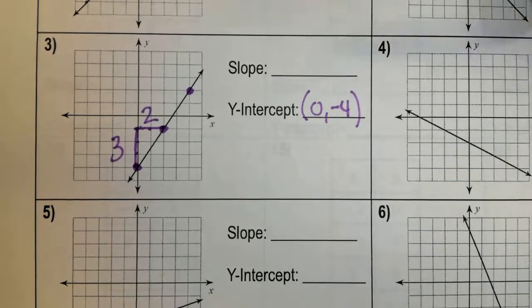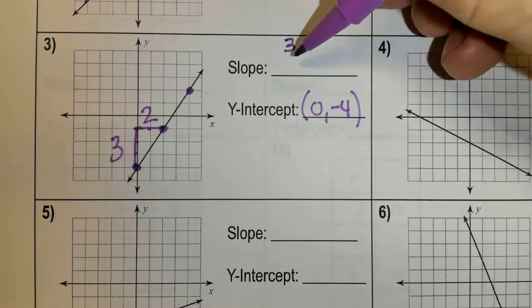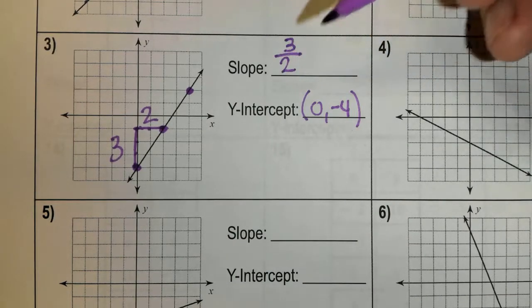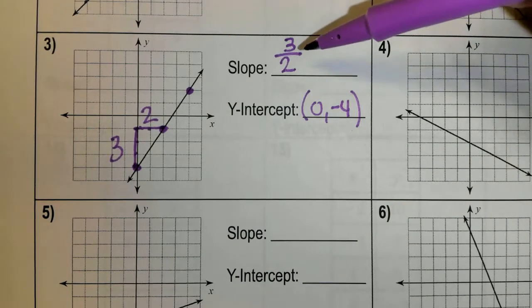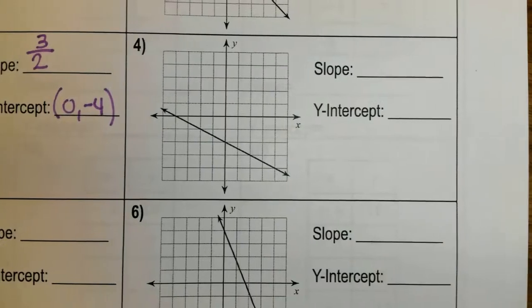For my slope, I do rise over run. My rise was 3 over run, which was 2. I can't reduce that fraction, so that is my answer. That's my slope, and that's all I'm doing. Let's do it again.